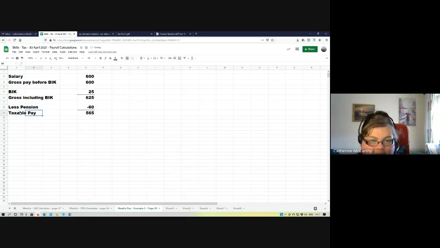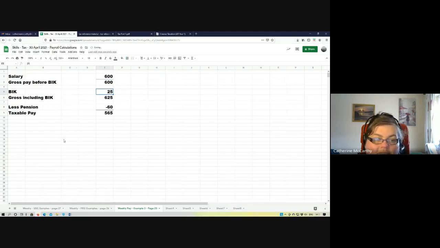Okay, so our salary, then we add on our BIK. Remember, your BIK could be a car or a loan you got from your employer, like a preferential loan, but usually the car would be the one that will be included inside there. Okay, and that's a taxable source, so we put it in there to tax it. Then we take off our pension, and that gives us our taxable pay of 565.